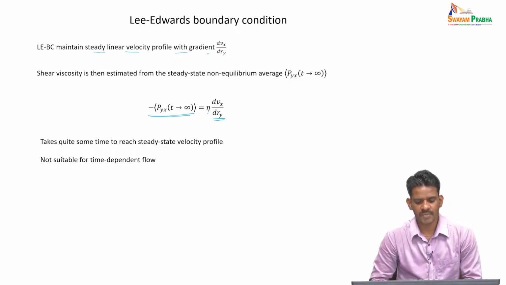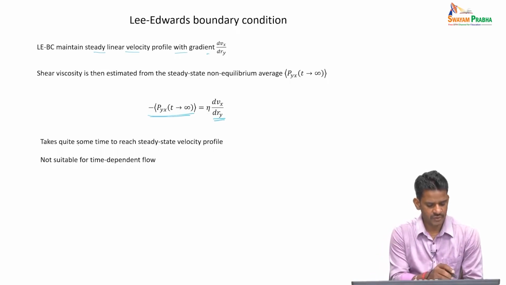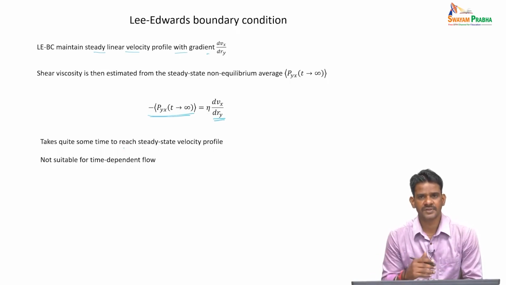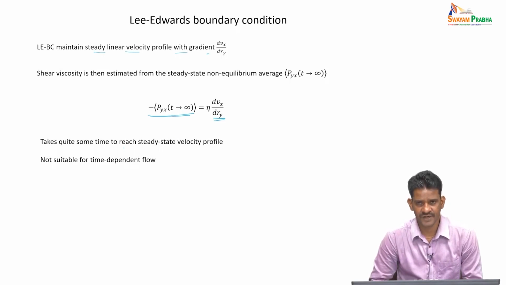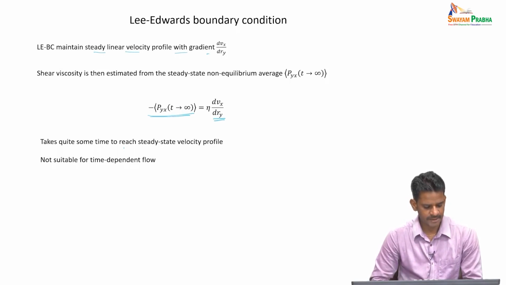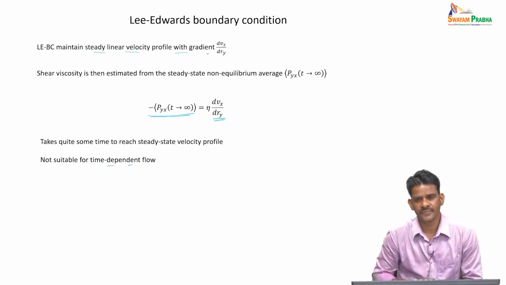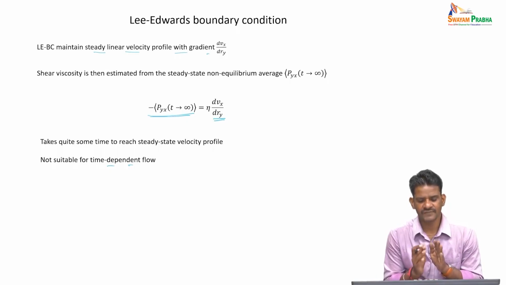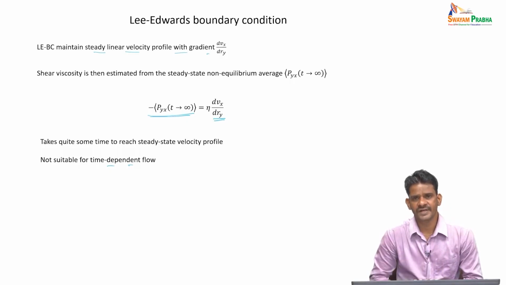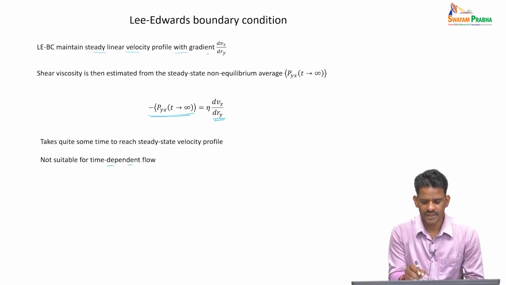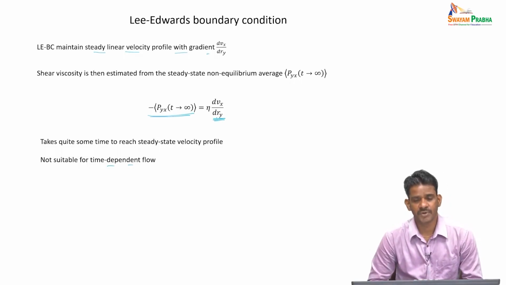One of the drawbacks of this method is that it takes quite some time for the steady state linear velocity profile to be achieved, and it is not suitable for time dependent flow. So if you're looking at external perturbations which are time dependent and you're looking at how the response is going to happen, then this method will not be very suitable. On the other hand, if you're looking only at a viscosity measurement by applying a small shear field, one can use the Lees-Edwards boundary condition as a method.